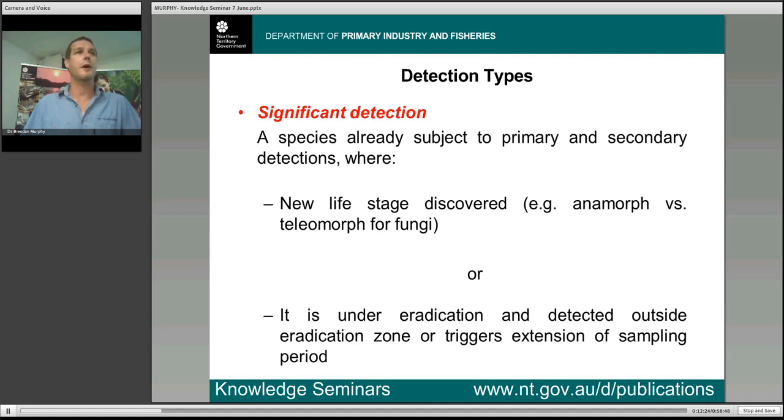And so what we're talking about is there's two different types. There's a new life stage discovered. So, for example, for fungus, we could talk about an anamorph versus teleomorph, which are asexually versus sexually reproducing life stages, which again suggests that we've had new genetic material come into the country that wasn't there previously. Or in the case I was talking about, a species is under eradication and it's been detected either in the eradication zone, which has big implications, or it's been detected outside the target eradication zone, which might mean that you have to start the whole program again.